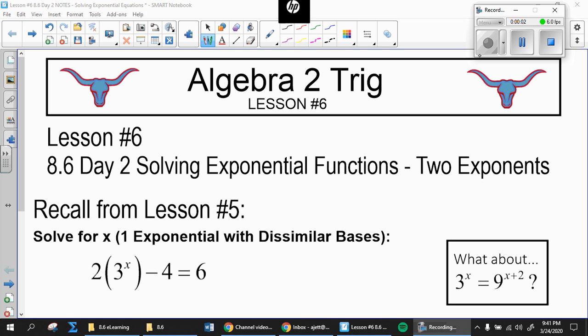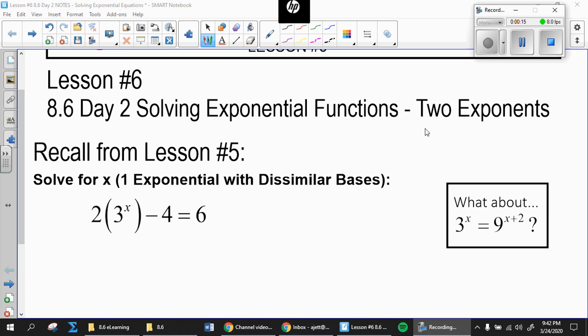Hey guys, welcome back to solving exponential functions. This is day 2. We're going to look at how to get the bases to be the same if we have exponentials on both sides. Real quick, let's just try an example from day 1.